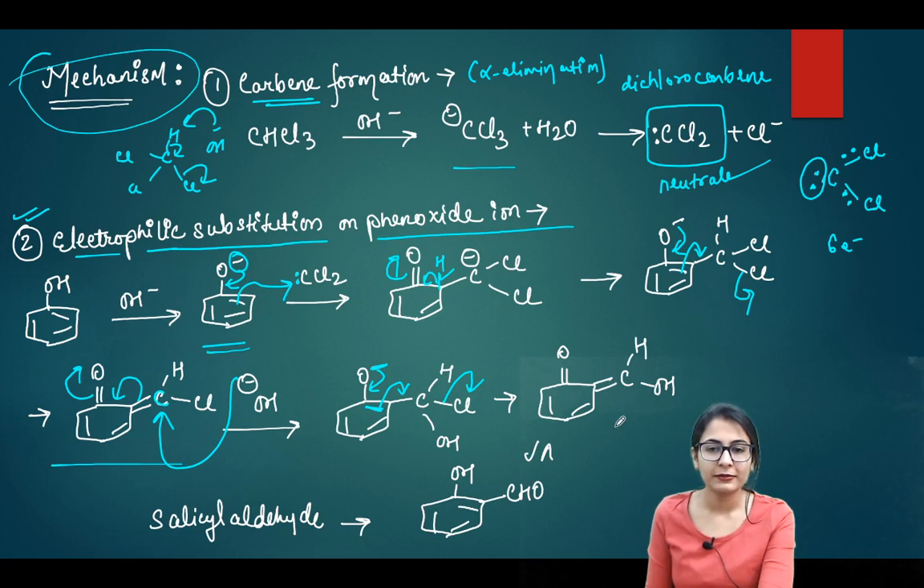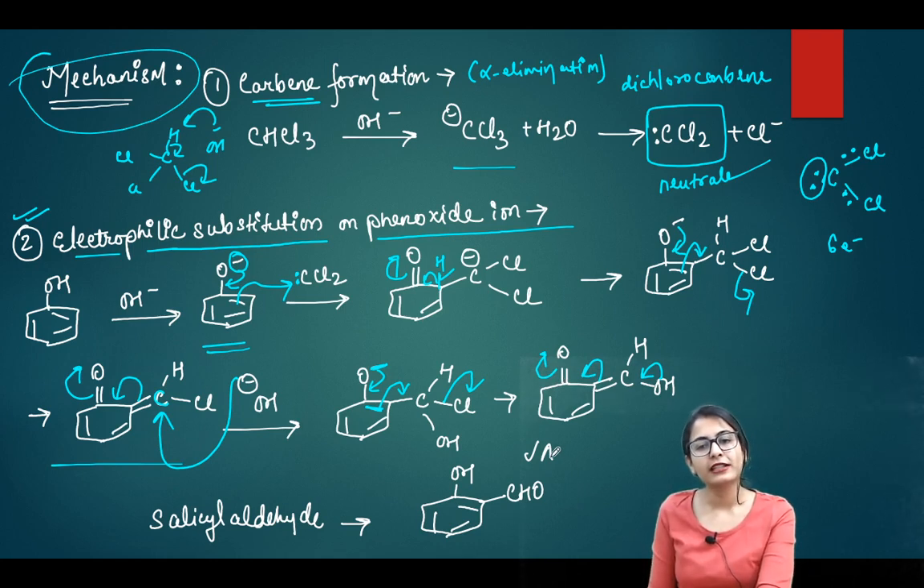So it is just like a push and pull taking place over here, and further you get this intermediate like this. And as you see, it is more like the enol system, and it is going to undergo keto enol tautomerism to finally give you this product, which is salicyl aldehyde.